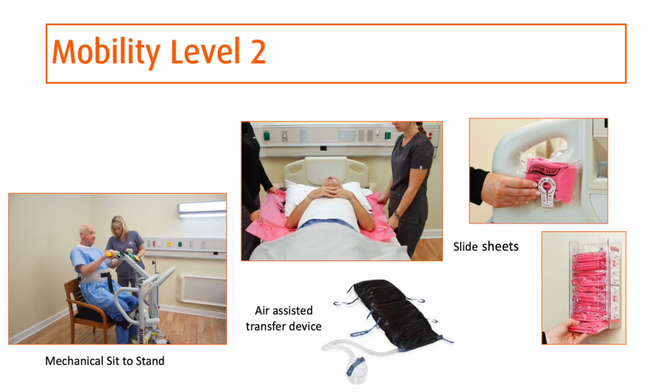The primary equipment for mobility level 2 is the mechanical sit-to-stand. However, the slide sheet and air-assisted lateral transfer device could still be useful. Include your safe patient handling equipment in your BMAT training and ensure that all caregivers are competent in use.